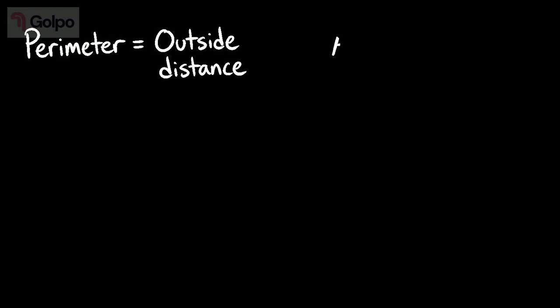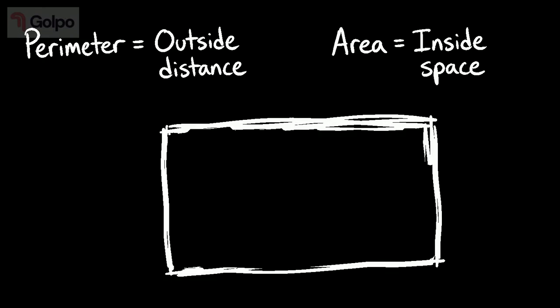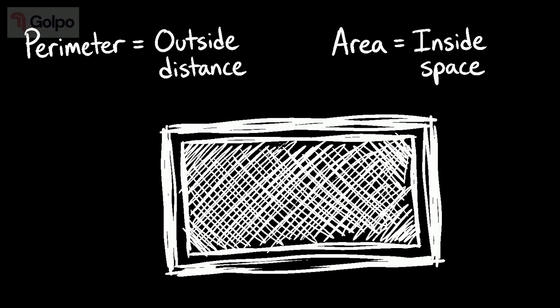Perimeter measures outside distance. Area measures inside space. Same rectangle, different questions, different answers.